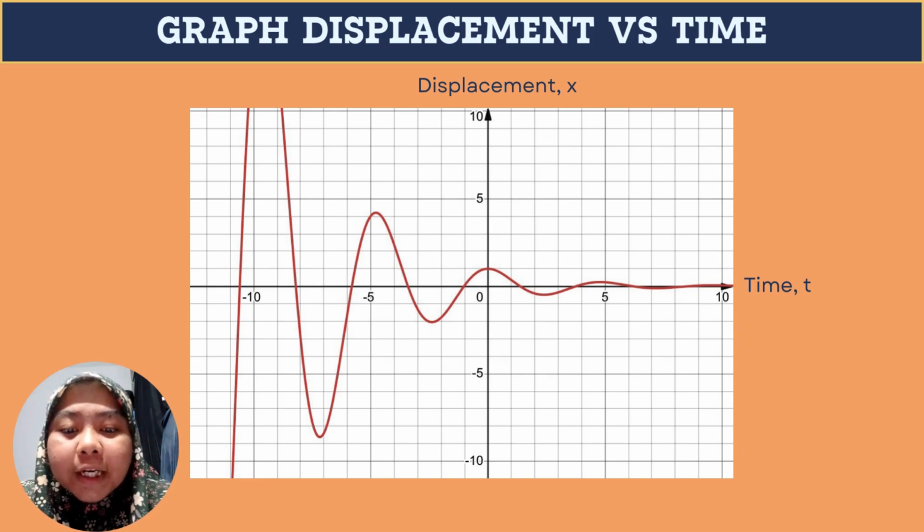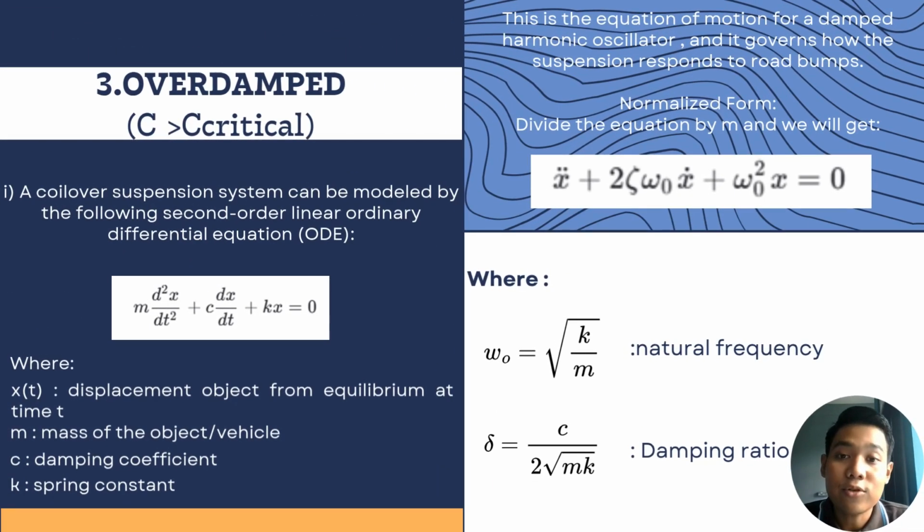This type of response is very common in real-world mechanical and electrical systems, especially when we want things to return to rest smoothly, not too slow and not too fast. So next, we are going to the overdamped condition, and for this condition, our damping ratio is greater than 1. So our c, which is the damping coefficient, is greater than our damping coefficient for critical conditions. So the equation for the condition is given as shown in the slide.